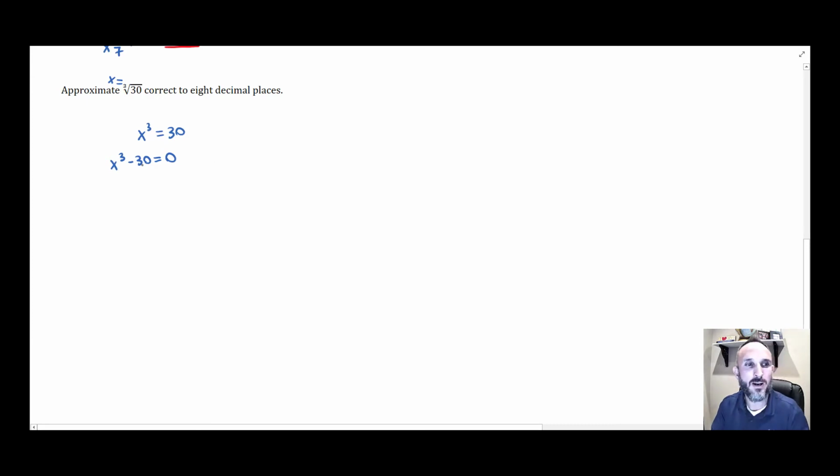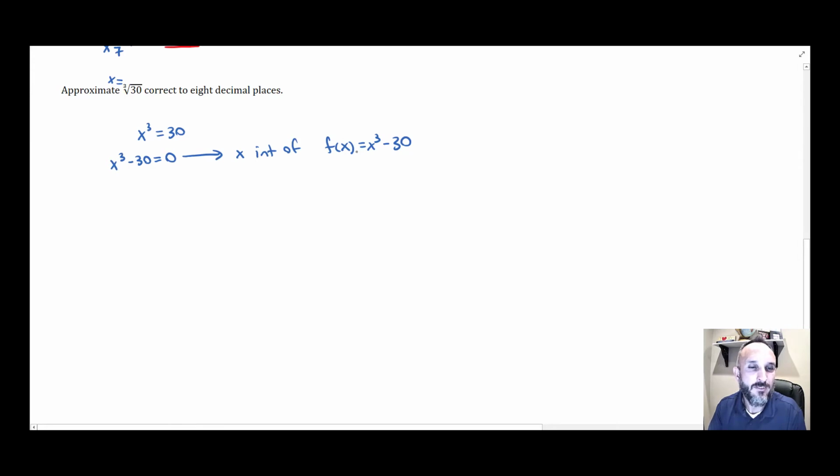So x cubed minus 30 equals 0, if I can find an x value that makes that true, then that x value is also an x-intercept of this function f of x equals x cubed minus 30. Because to use Newton's method, you need a function. And in this problem, you can see there's no reference to a function, so we have to create it ourselves.